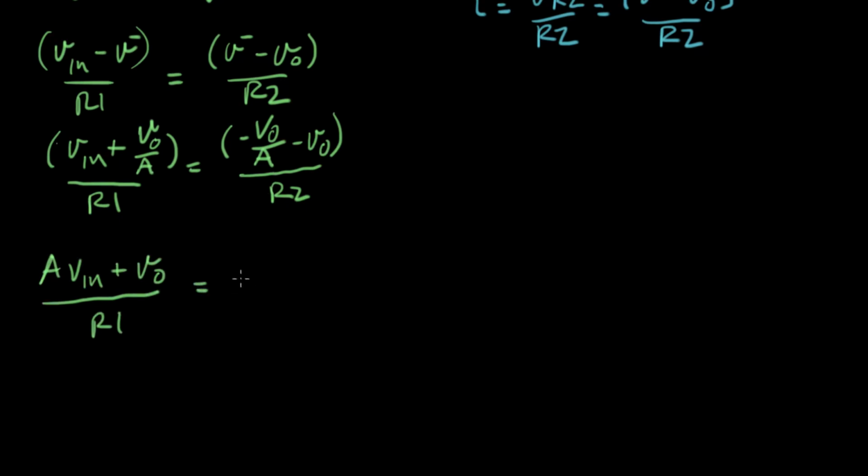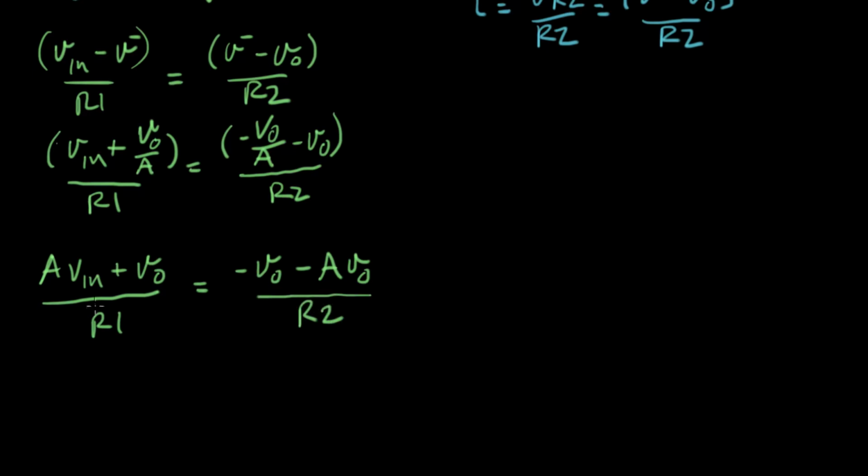equals minus V out minus A V out over R2. There's a lot of algebra here, but trust me, it's going to simplify down in just a minute.